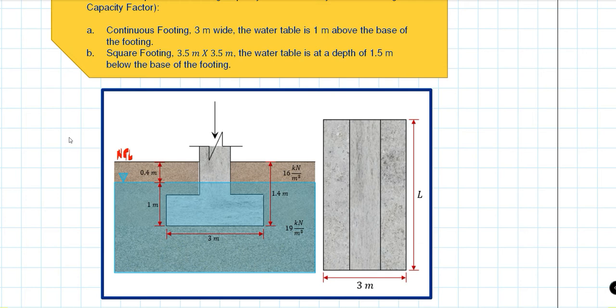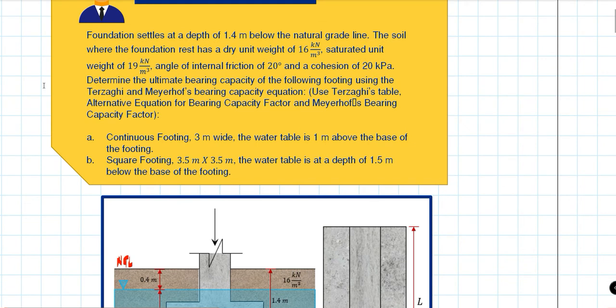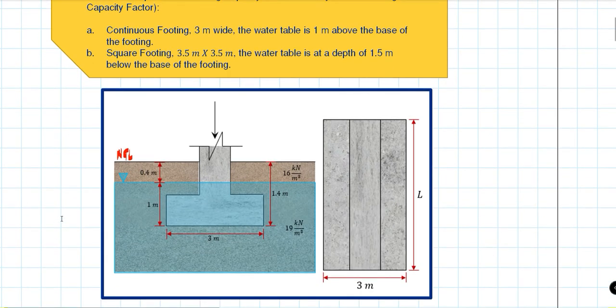And sabi dito, sa problem, yung water table natin is located 1 meter above the base of the footing. So, that means, we have here, ito yung base ng footing natin. So, ito yung 1 meter above. So, ang matitira na dry soil will be 0.4 meters. Then, alam natin na that is a continuous footing and we have a continuous footing which is 3 meters wide.